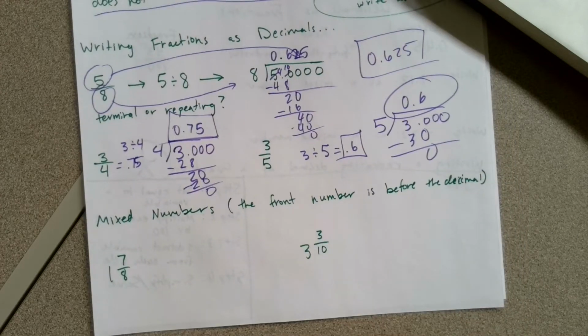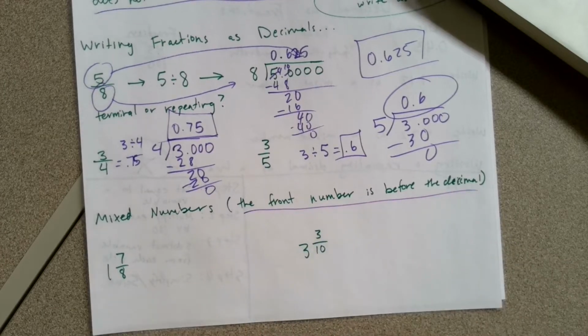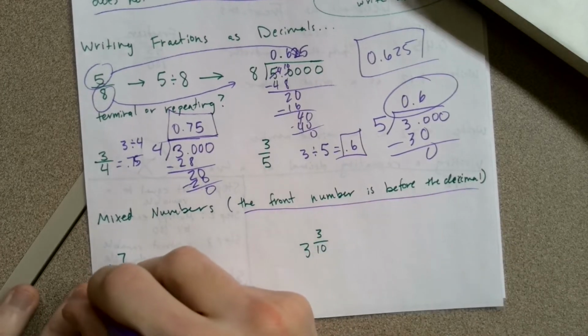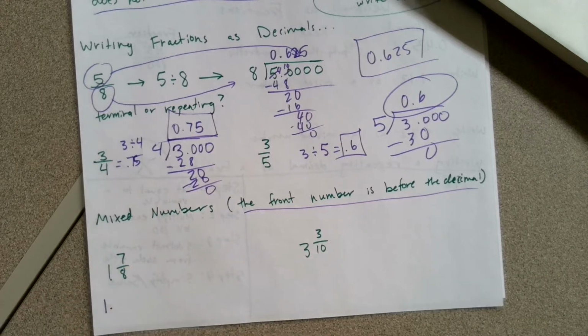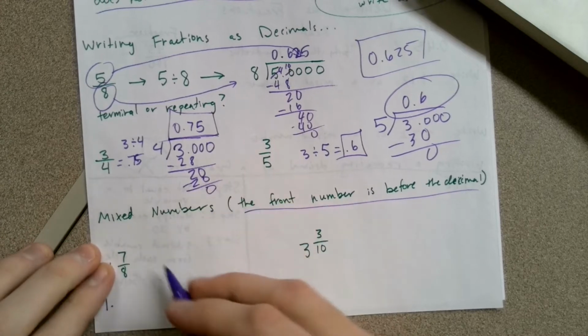This is going to be pretty much the same. The thing to know about mixed number is the front number is before the decimal. So when I'm solving this, I already know that it's going to be 1 point something as my answer. I don't need to worry about the 1 anymore. I can just worry about this decimal right here.